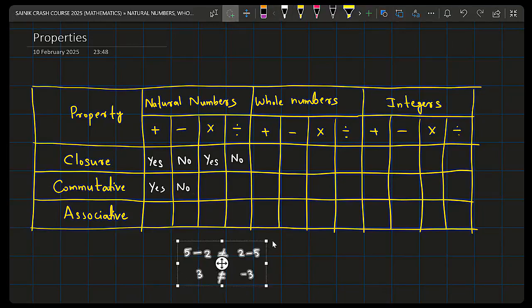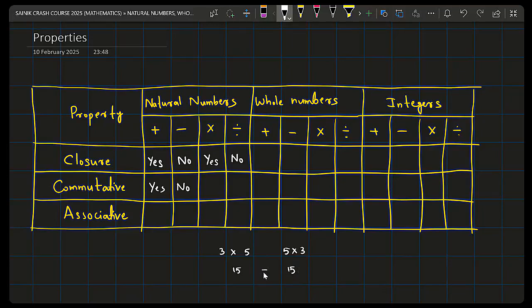Next we take multiplication. You take any two natural numbers and multiply, and reverse the order and multiply. You get the same result. For example, 3 and 5 are natural numbers. I'm reversing the order. 5 threes are 15, 3 fives are 15. So both are equal to 15. So that means changing the order is not changing the result. So we can say natural numbers satisfy commutative property under multiplication. So this is yes. You take any two natural numbers and multiply in any order, the result won't change.